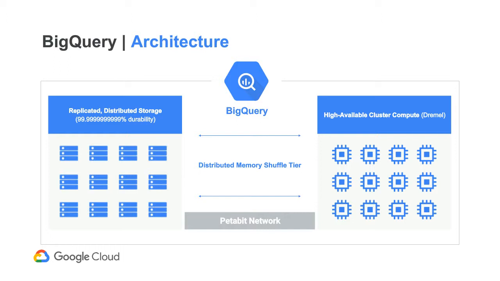It's kind of like having every user having their own data warehouse. So if you're querying BigQuery, it doesn't matter how many people are querying it, because we've separated that as part of the structure. We have a petabit network between the storage and the compute, and in the mesh in the middle of it is a distributed memory shuffle tier, which is one of our key technologies in this space.